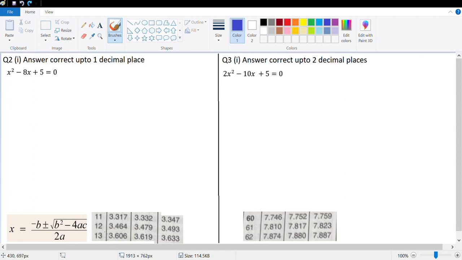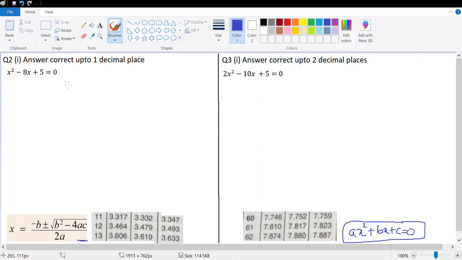So in the previous video, we talked about the formula, which is x is equal to negative b plus minus under root b square minus 4ac upon 2a. And all this is when we are looking at the standard equation ax square plus bx plus c is equal to 0. Then we also talked about how to read a square root table. And now let's move on.